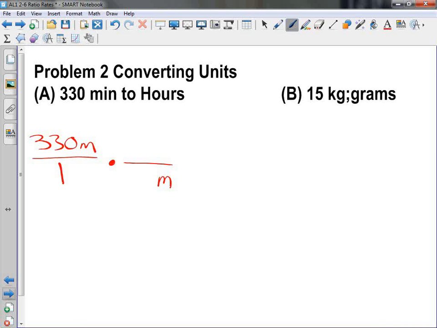Somebody ask me why. Thank you. That's a great question. Because I don't want to have minutes at the end, right? I want them to cross each other out. Okay. And units reduce just like other fractions.